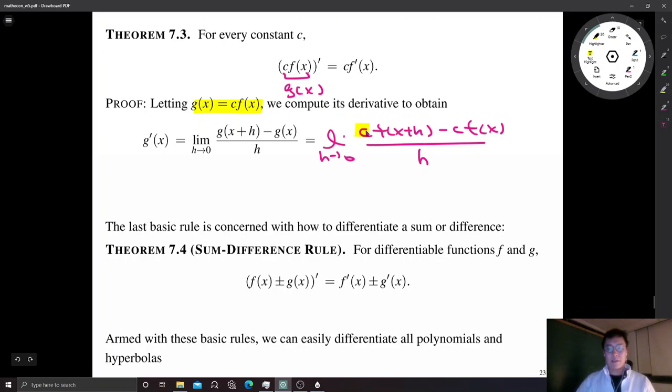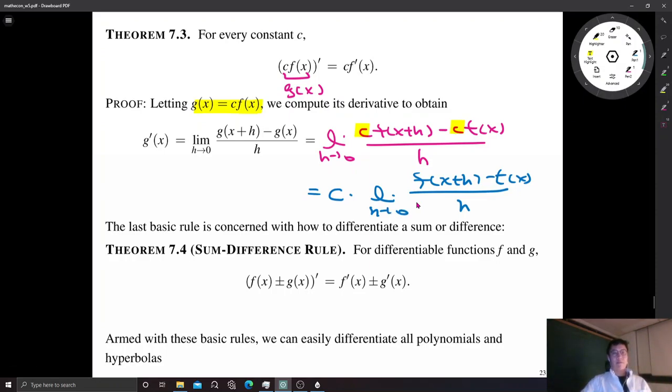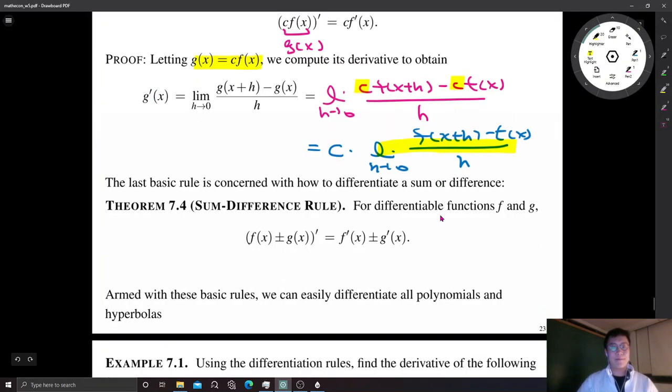All right, then I can see the common factor c, so I can factor out c. So rewrite this as c times the limit of f of x plus h minus f of x, divided by h, as h goes to 0. So after rewriting the derivative of g, now I can see that this limit is nothing but the derivative of f. Okay? So we conclude g prime is c times f prime. All right.